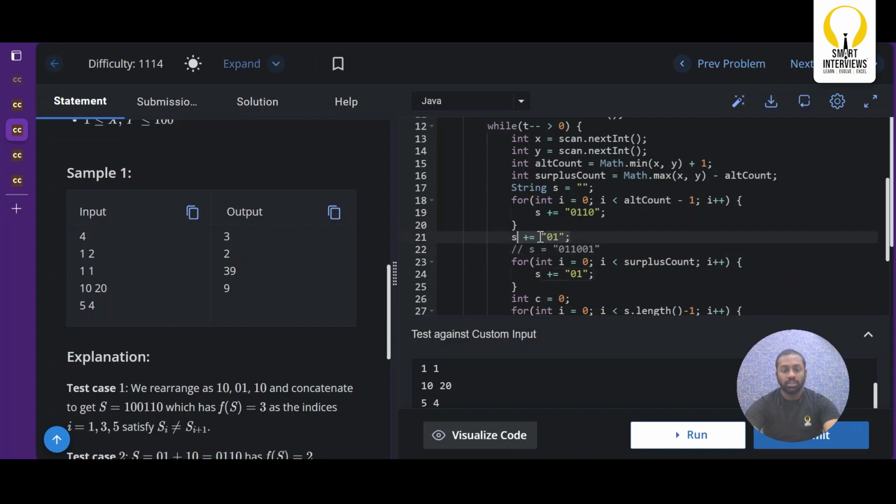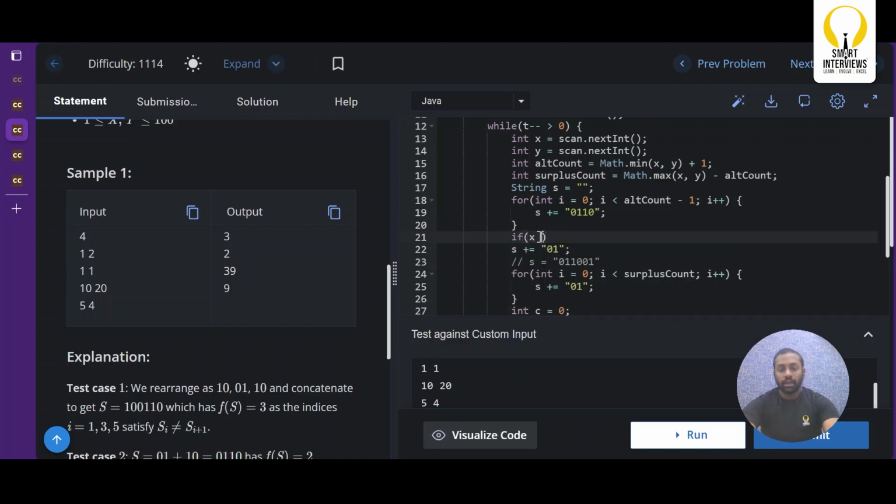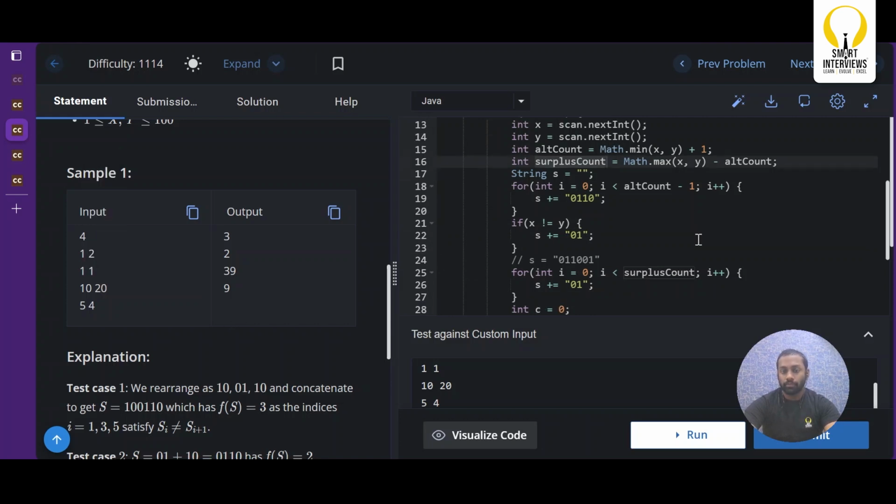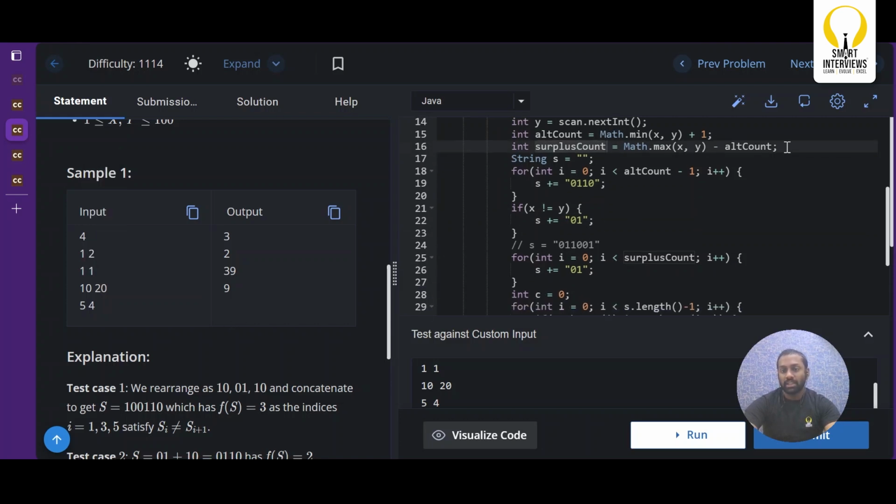I'm going wrong with this statement. So when should I do this statement? When should I perform this? Only when x is not equal to y. Only when x is not equal to y, we can get that surplus. Now anyways, what is surplus count here when 1 is the x and y? Surplus count came out to be minus 1, right?